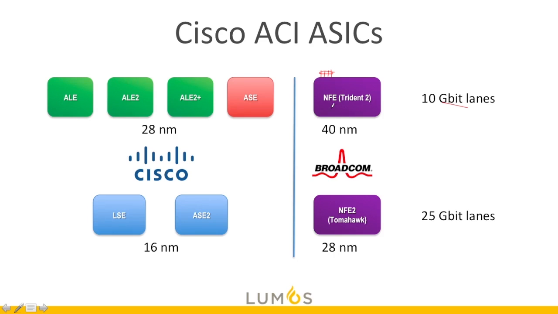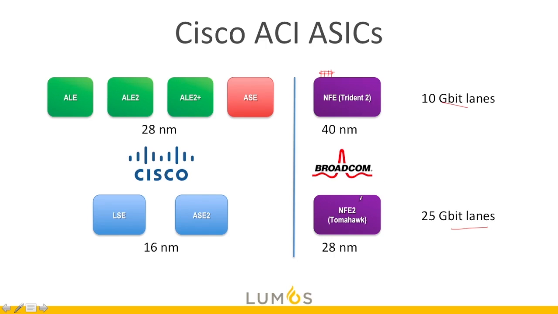So the NFE Trident 2 is the one used by a lot of the first generation Cisco ACI chips, and it's also used by a lot of switches from other vendors as well. The older style 100 gig interfaces were referred to as CFP, and they were 10 of those SerDes bonded together to create a native 100 gig interface. The next generation is 25 gig lanes. So a lot of the new chips that are coming out are based on 25 gig.